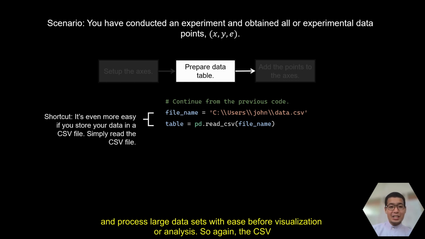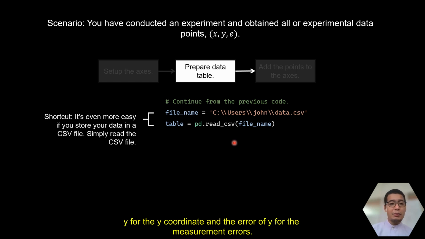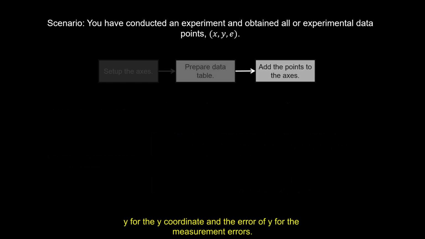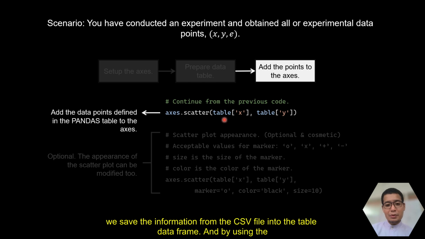Again, the CSV must contain 3 columns, as in the previous example, which is x for the x coordinate, y for the y coordinate, and the error of y for the measurement errors. Now that we have our data stored in a pandas table, it is time to visualize it. Here we save the information from the CSV file into the table data frame.